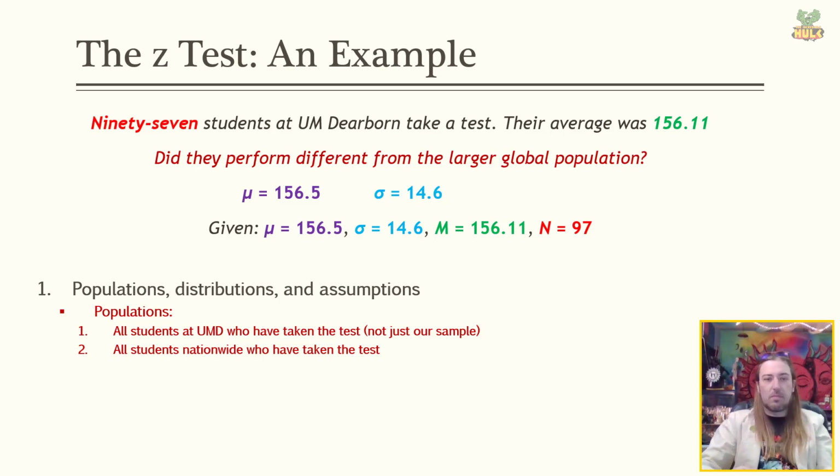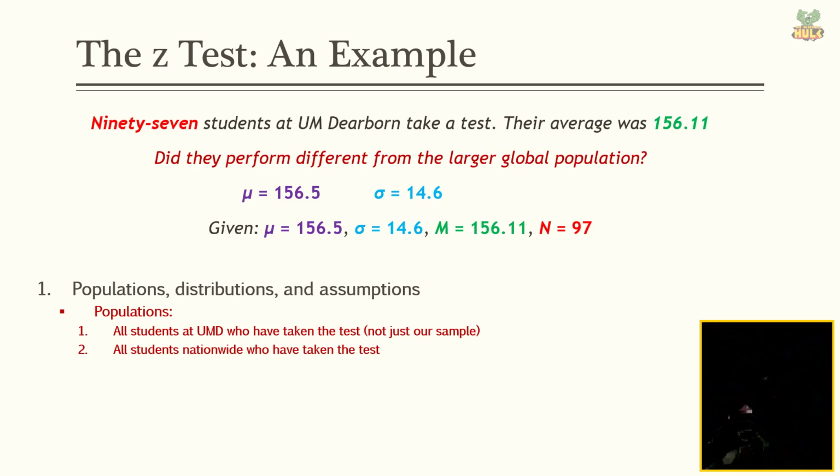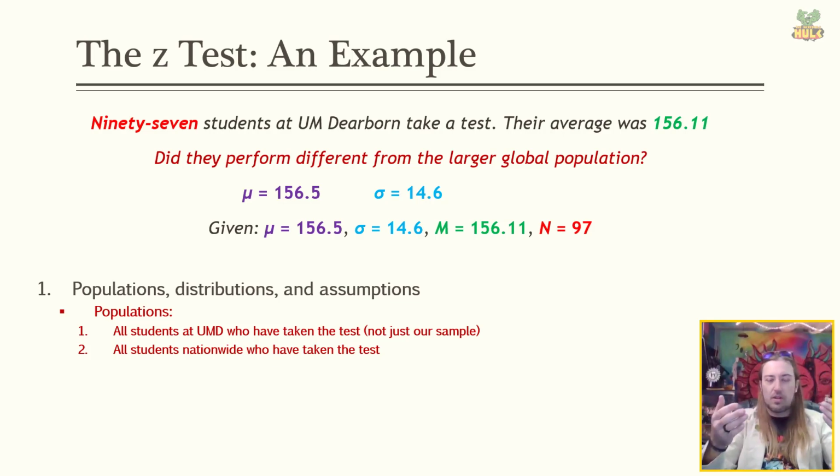So our comparison population then would be all students nationwide who have taken this test. I can generalize after this to people who haven't taken the test that we'd see a similar difference. So those are our populations. What's our distribution? Well, we've got a sample mean and a population mean. We're going to be comparing one mean to another to see if they're far enough apart to say that they're statistically significantly different. And so it's a distribution of means.